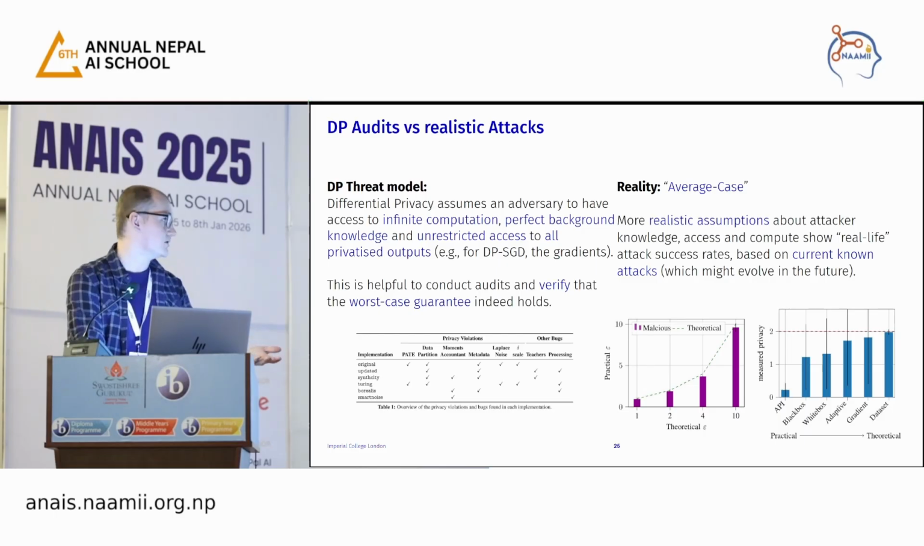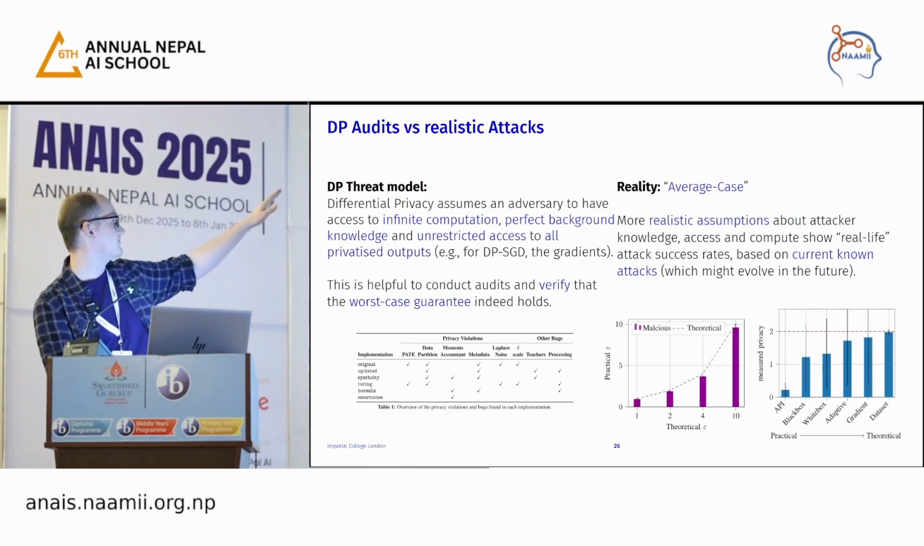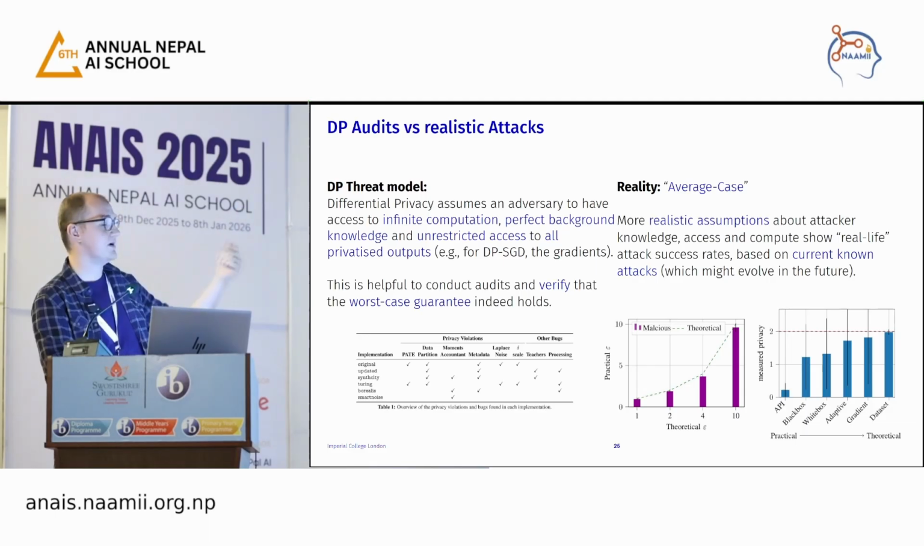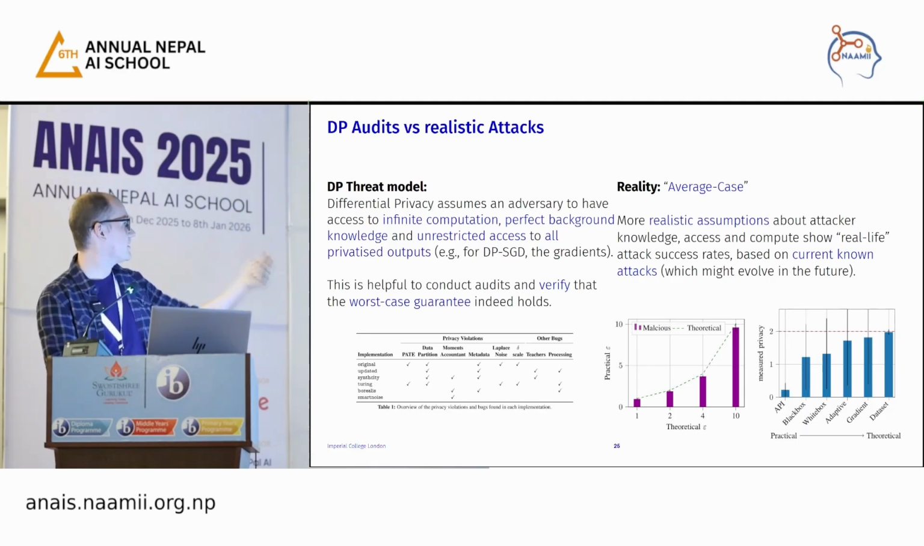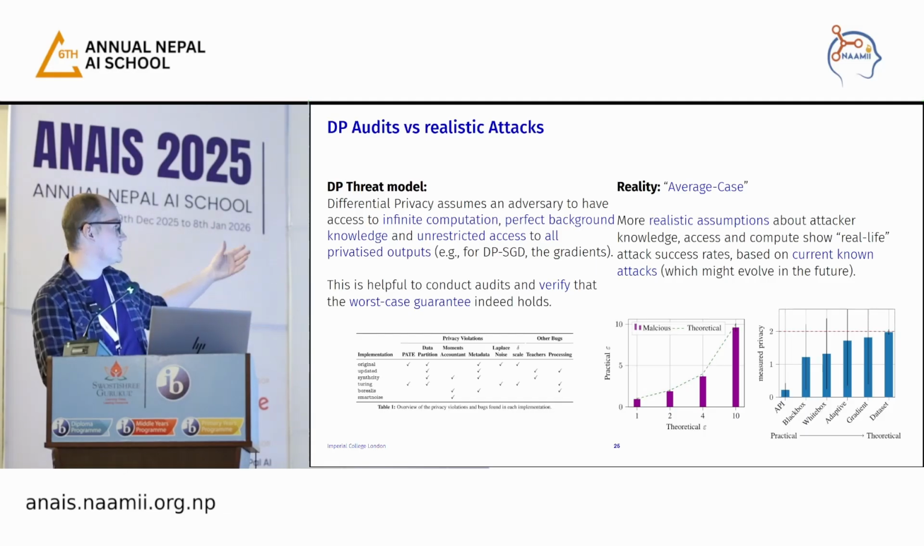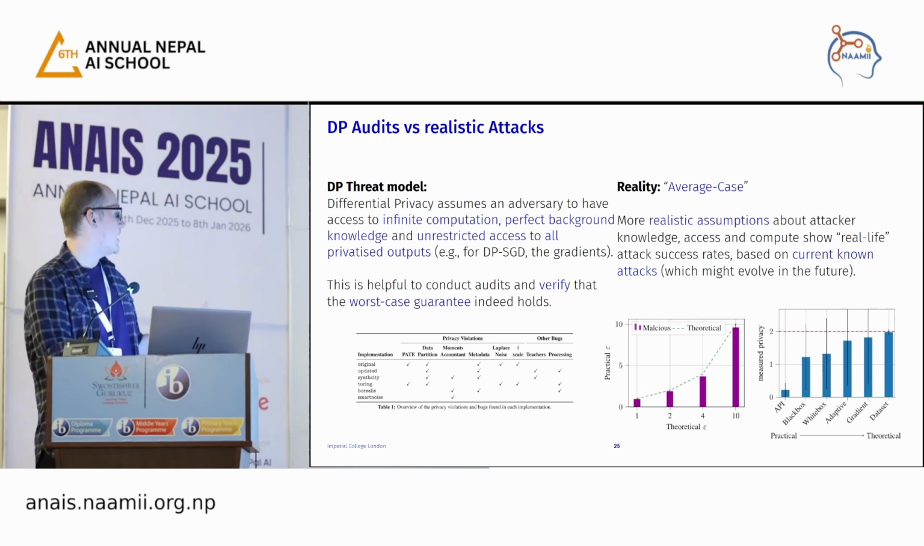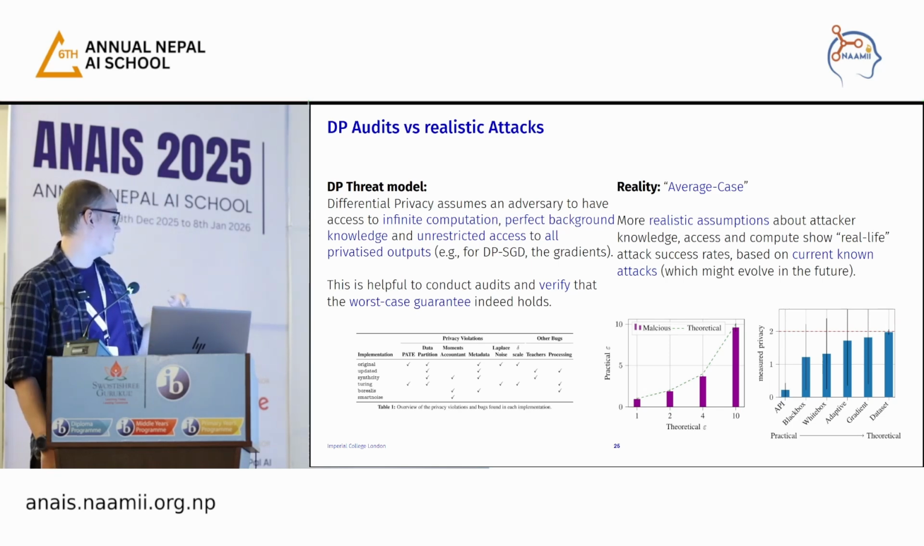You would release the model maybe, but because this is the worst case scenario, you assume that the best attacker that can come up has access to all of these, and still they can't surpass the guarantee that you give through differential privacy. So this is helpful to conduct these so-called audits and verify that this worst case guarantee that your algorithm is supposed to guarantee is actually holding. And there's some vivid work on performing exactly this.